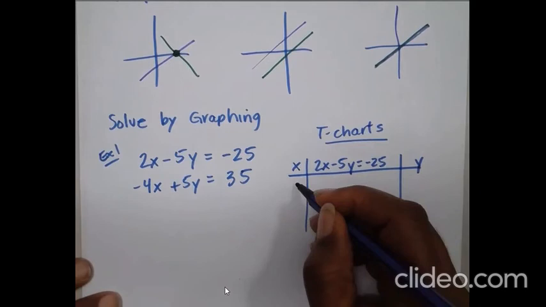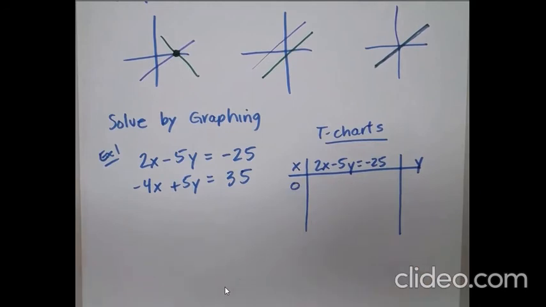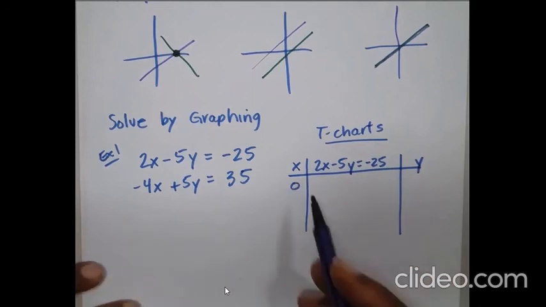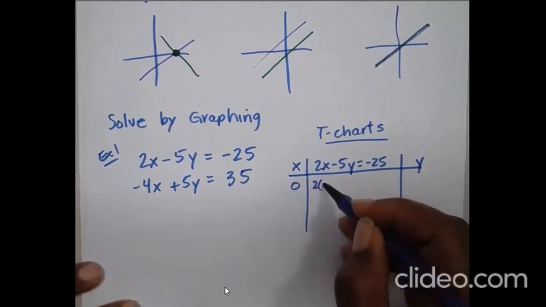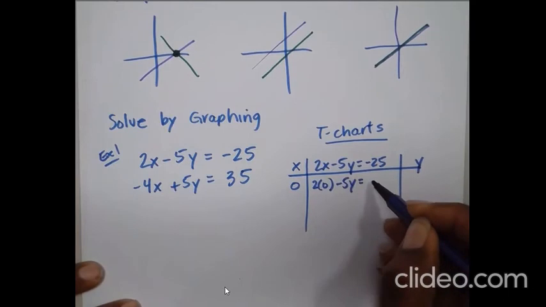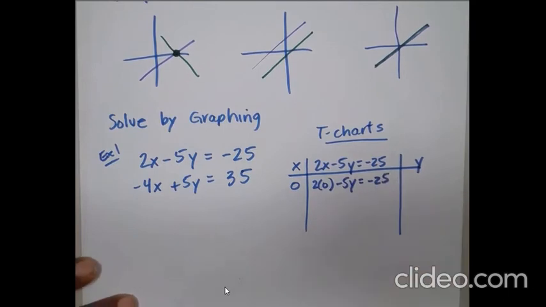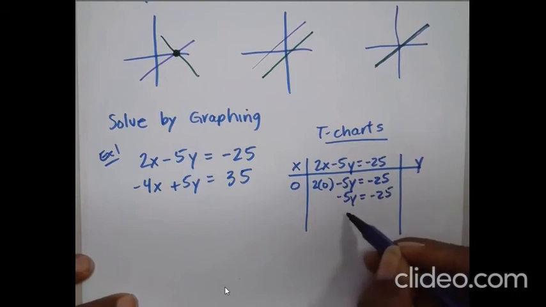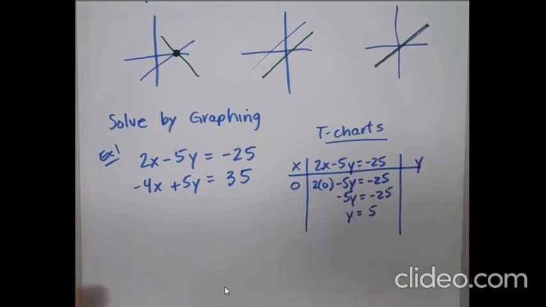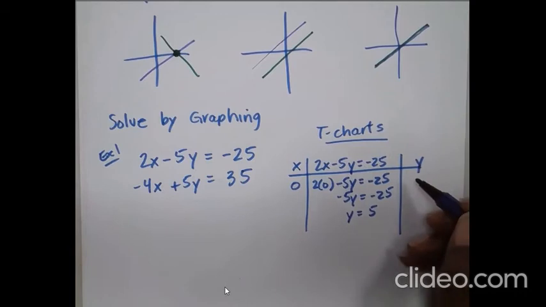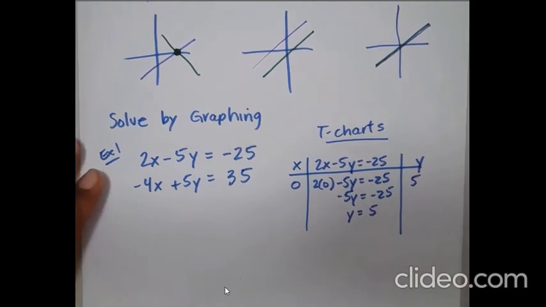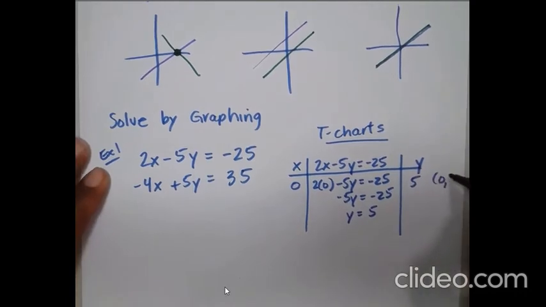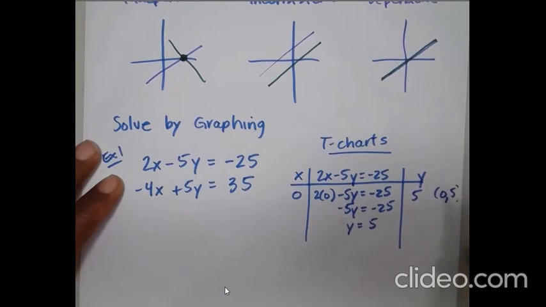Let's start off. I like to start with 0. So we substitute 0 in place of our x. So we've got 2 times 0 minus 5y equals negative 25. Negative 5y equals negative 25, and y equals 5 because we divided both sides by negative 5. So our value here is 5. Our point would be (0, 5).